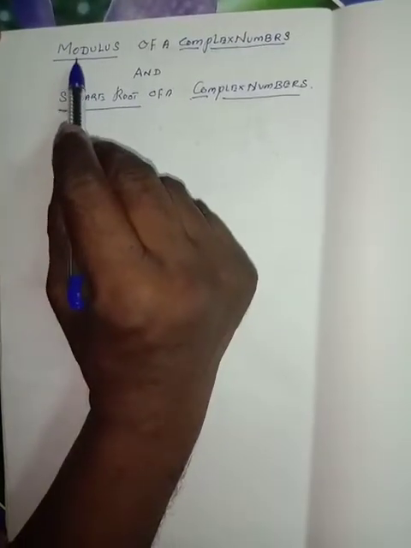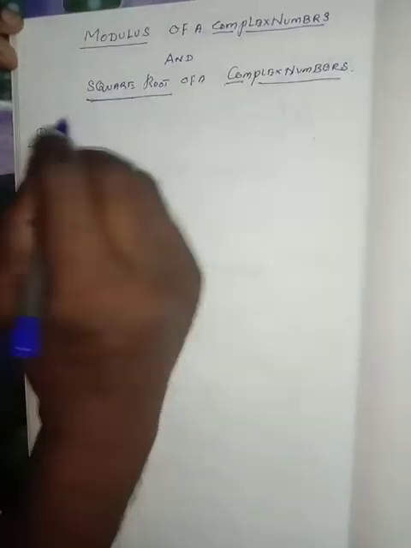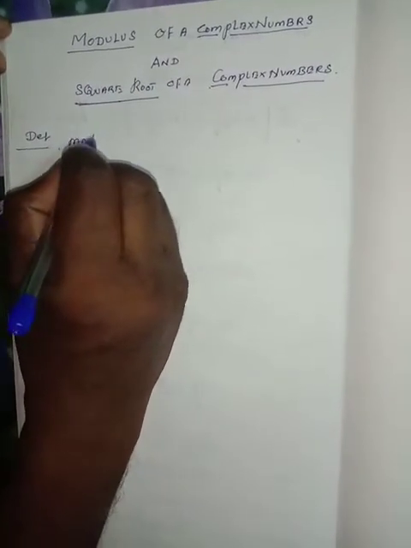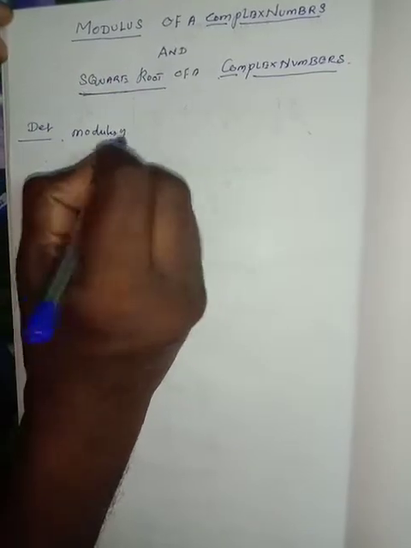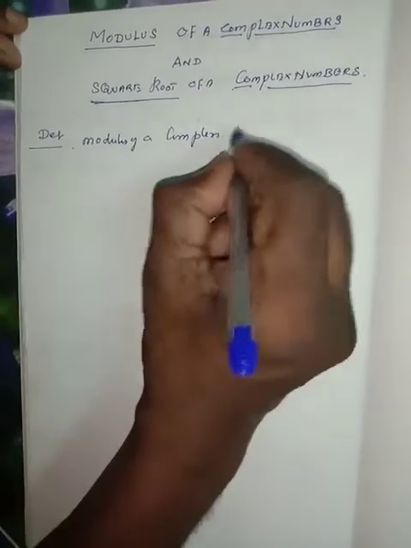Today's topic is the modulus of a complex number and the square root of a complex number. First definition: modulus of a complex number.